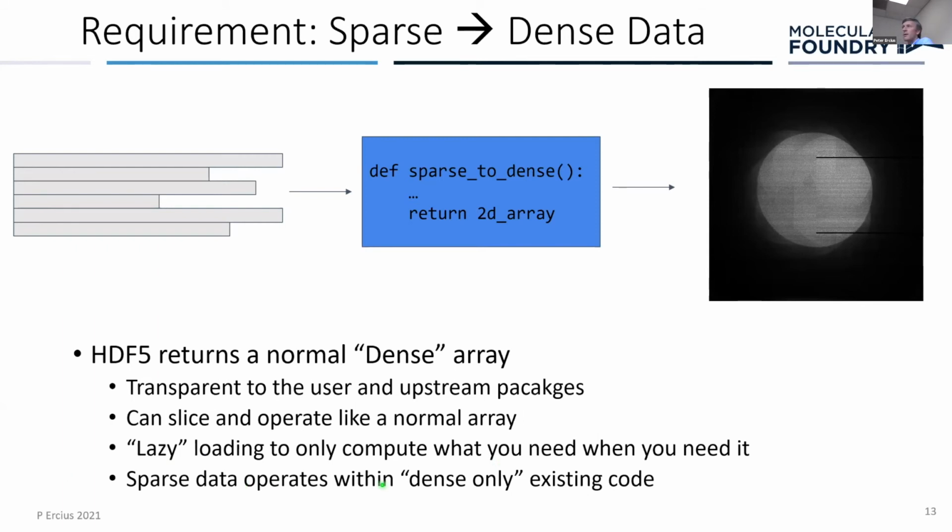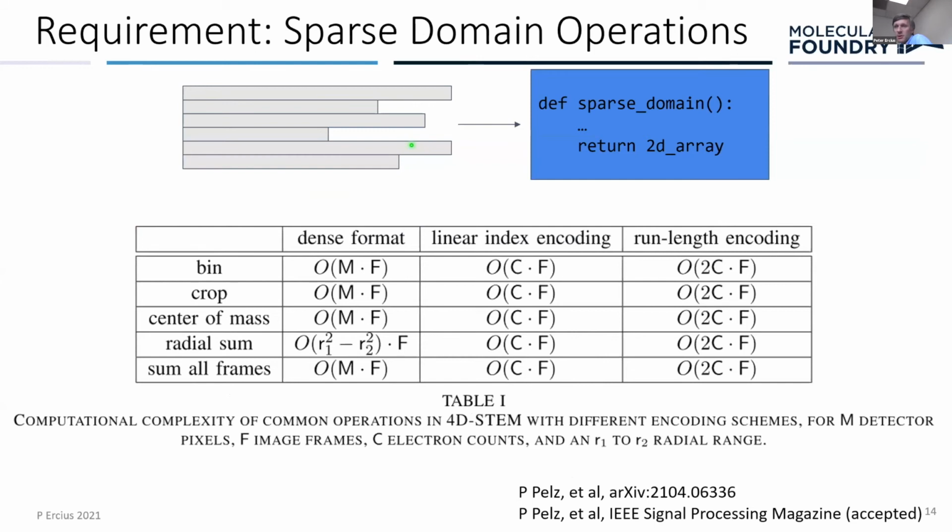The other thing is that there are also algorithms that you can put in the sparse domain. Here we have this paper that is on arXiv and is coming out very soon. You can do binning or cropping, center of mass, radial sum of all frames. And if you use the dense format, the linear index encoding or run length encoding, you can get different speeds for these algorithms, massive speedups. So you want to be able to get a dense array out of HDF5, but you also want to be able to access the sparse array so that you can implement very efficient algorithms in the sparse domain as well.